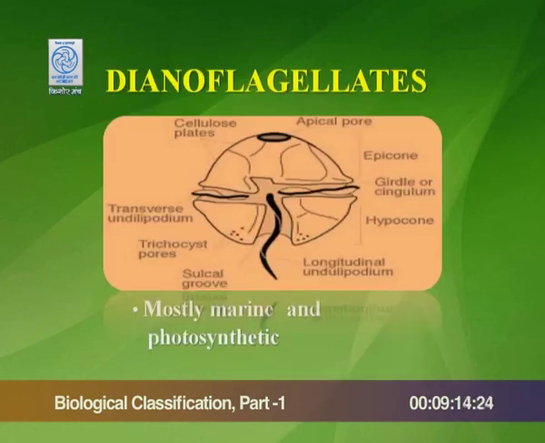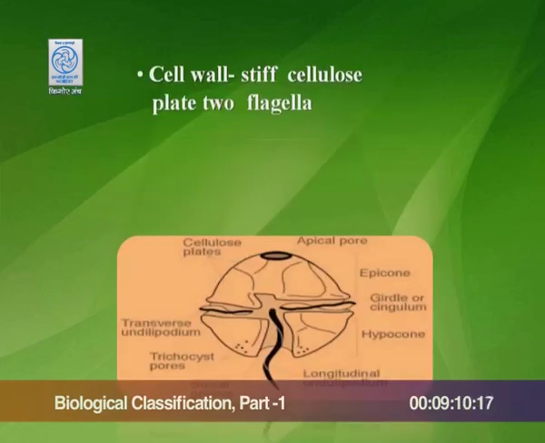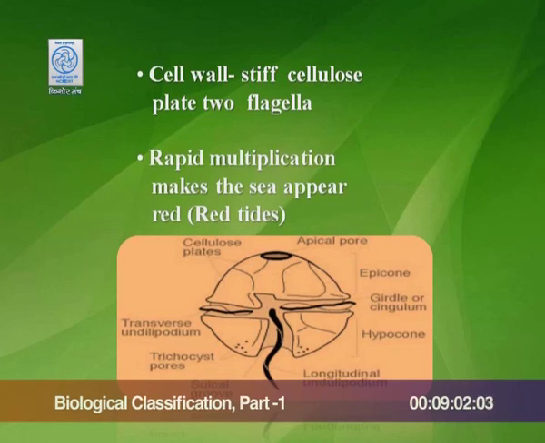Dinoflagellates are mostly marine and photosynthetic. The cell wall has a stiff cellulose plate. They have two flagella. Rapid multiplication makes the sea appear red, which is referred to as red tides. At times, they multiply rapidly and make the sea toxic, which makes the survival of other marine animals very difficult.